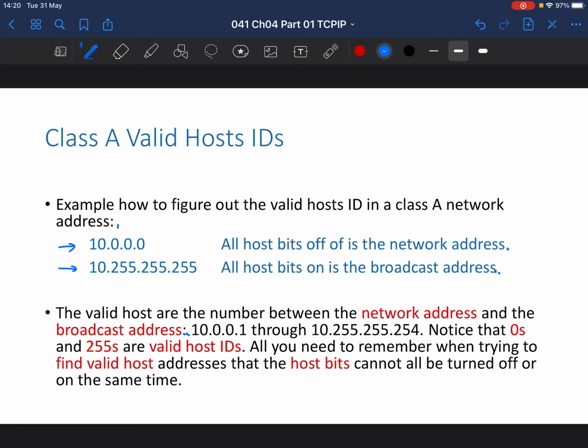Meaning 10.0.0.1 through 10.255.255.254. Notice that zeros and 255s are valid host IDs. All you need to remember when trying to find valid host addresses is that the host bits cannot all be turned off or on at the same time.